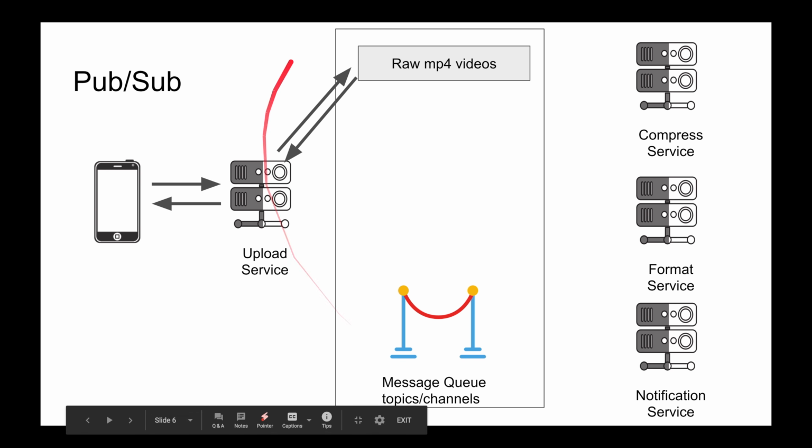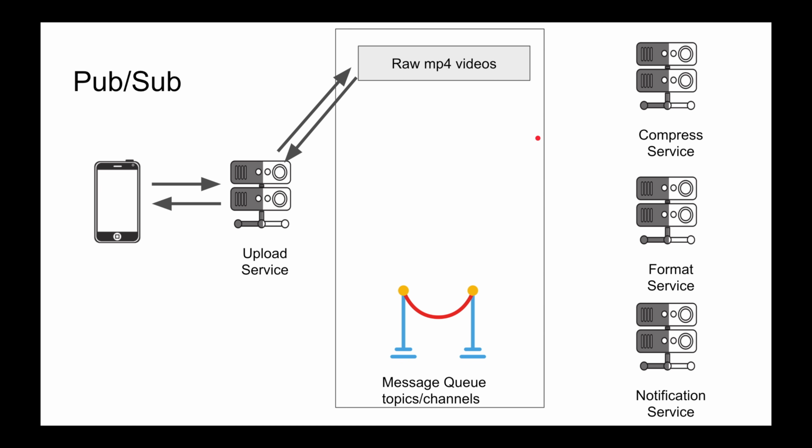Obviously, that means this guy has to be up all the time. That's what she said. But what we have here is essentially a topic. And that topic or the channel has the content. It's sometimes called a queue, a topic, a channel. And that has the raw MP4 videos.